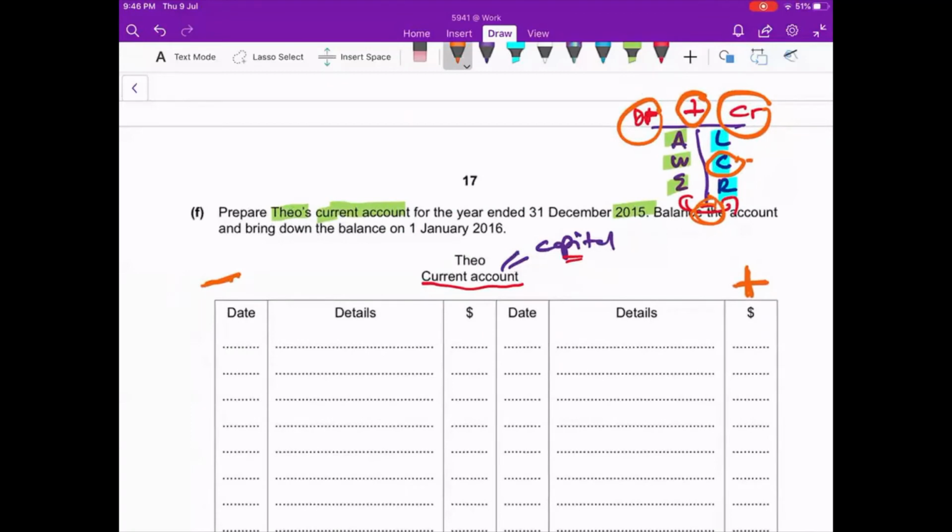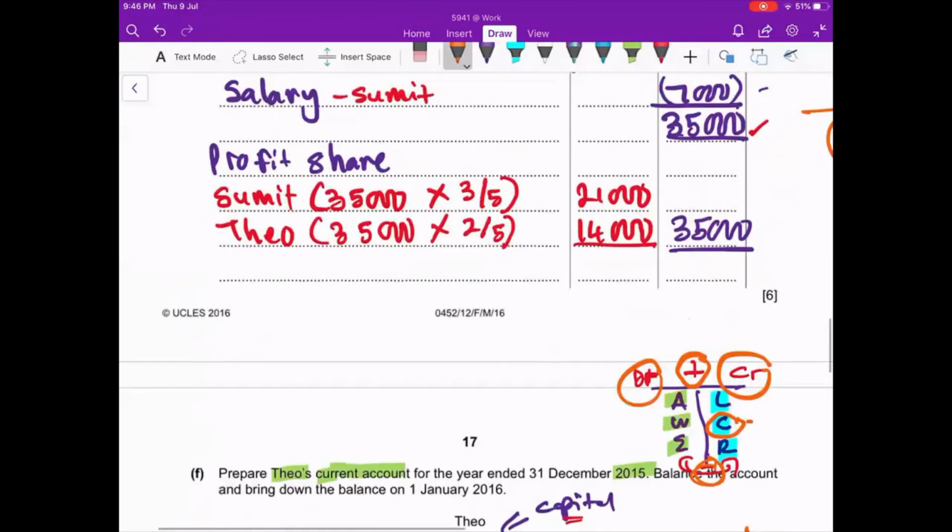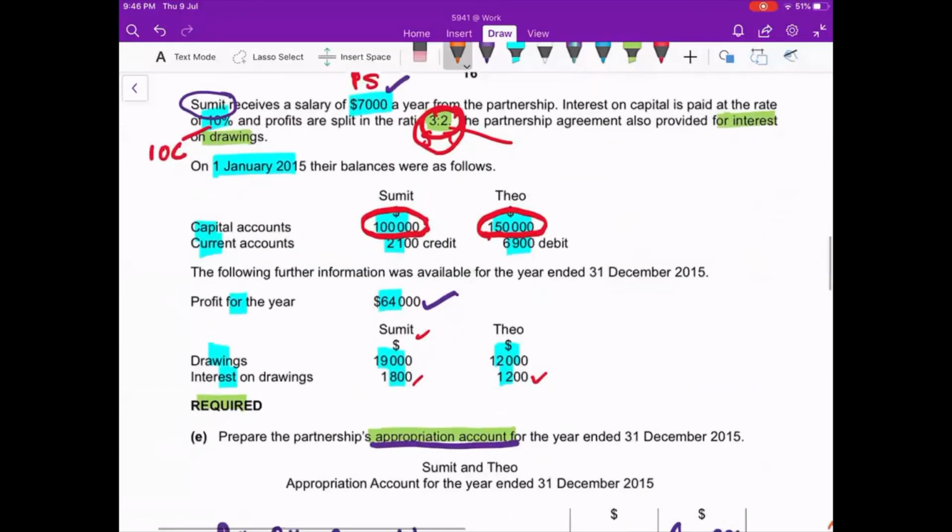Before that, can you check, do you have any balance BD for the current account? So we go here, check. Do you have a balance BD for the current account for Theo only? For Sumit, we didn't do anything. Yes, for Theo, the current account is debit side 6,900. So you always follow the debit or credit the question will tell you. Okay, so 6,900 on the debit side.